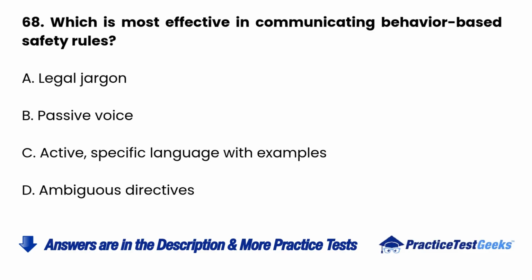68. Which is most effective in communicating behavior-based safety rules? A. Legal jargon. B. Passive voice. C. Active, specific language with examples. D. Ambiguous directives.